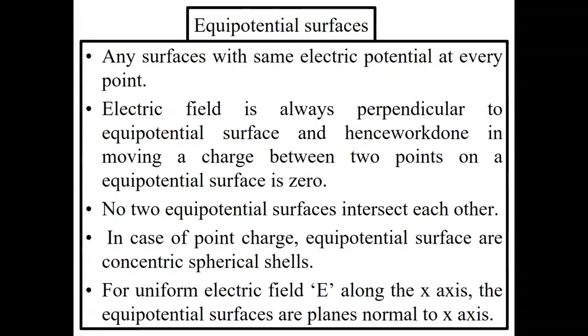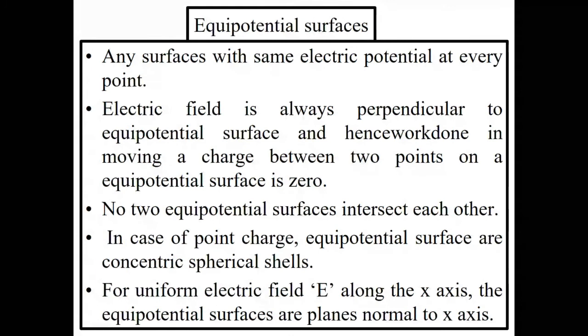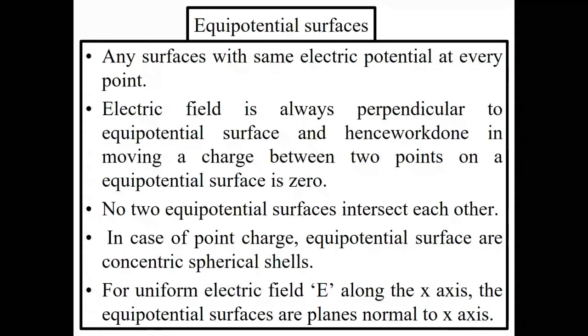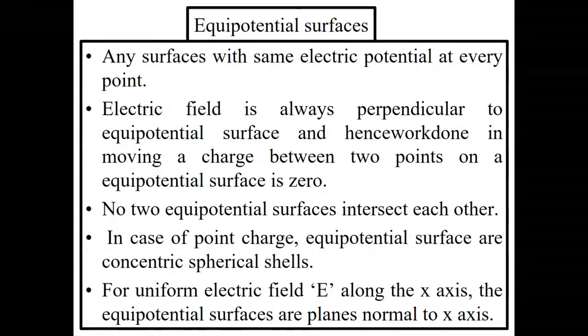So what is given in the first point? Any points on the same surface will have the same value. For example, if you take one surface, each and every point on the surface will have the same potential. That is the information for the first line.